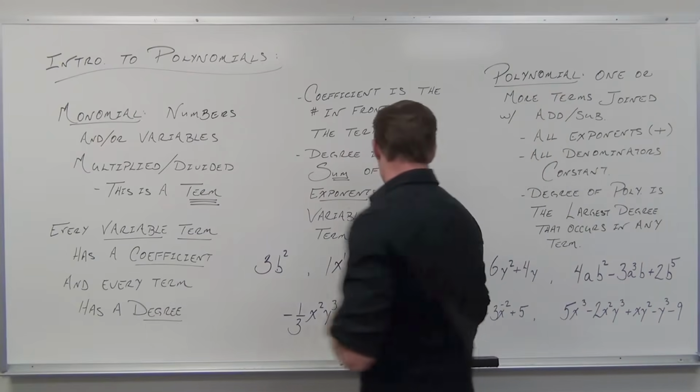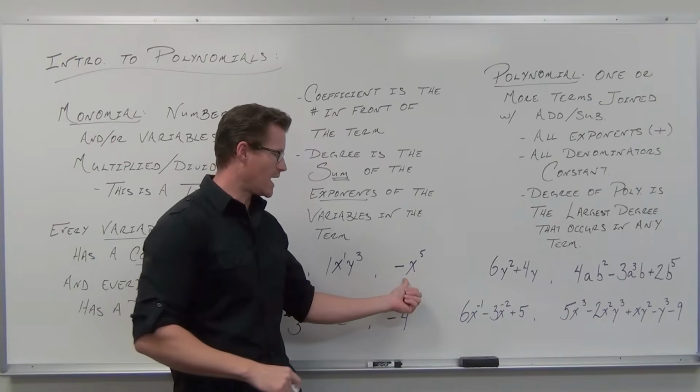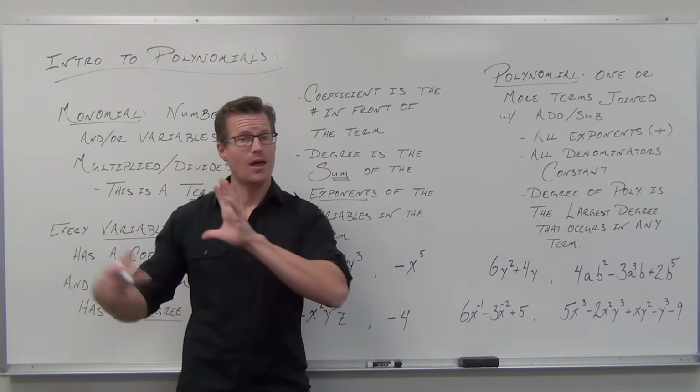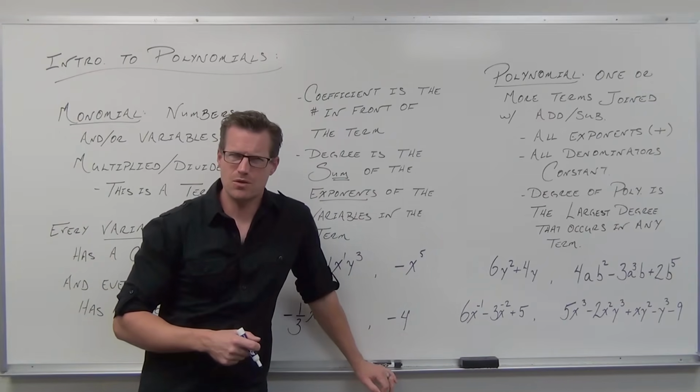Let's practice a couple more. I have another single term. This is technically connected through multiplication. I have a number out front. I have 5 x's multiplied together. That's the definition of a monomial. That's a single term. The coefficient, can you think of it right now?